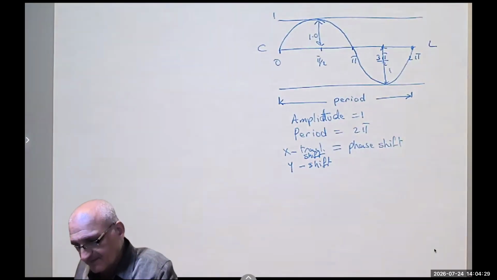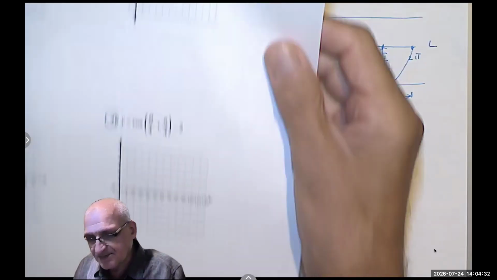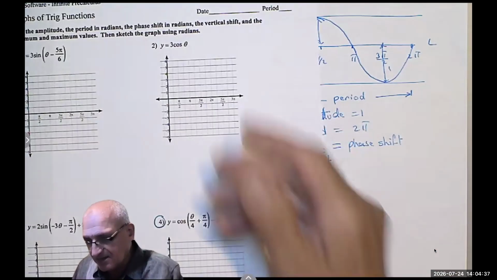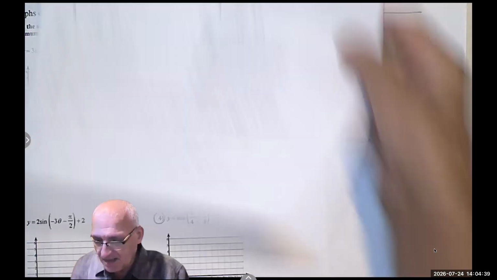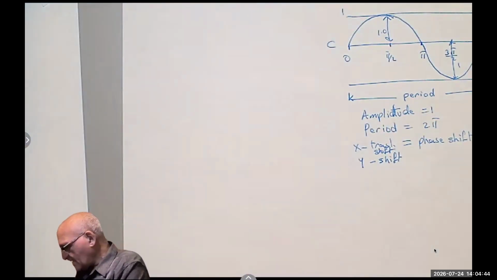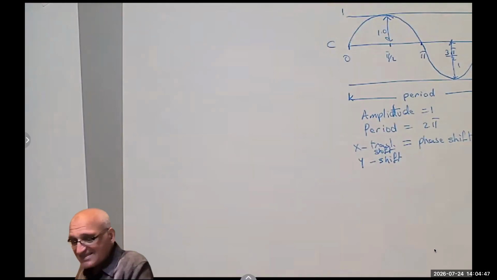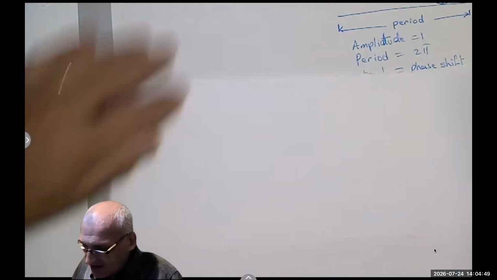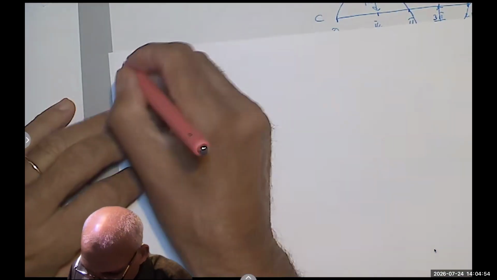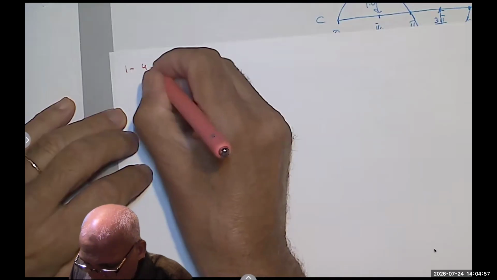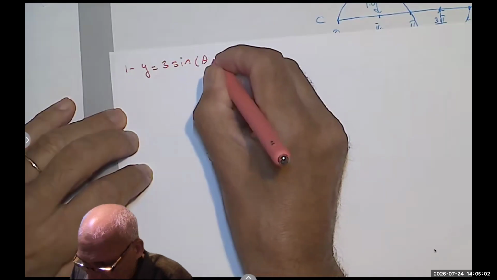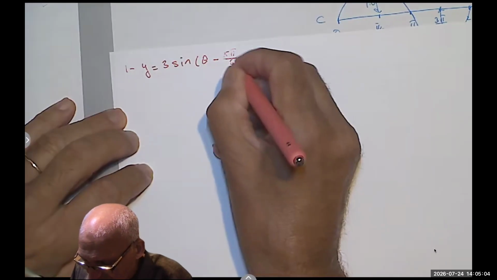In fact, I have a worksheet here that has 8 problems. I've picked one sine, one cosine, one tan, and one secant. Hopefully we'll have time to finish all of those. And I will show you how, by using the same exact method we had before, we can plot these. The first equation, number 1, says y equals 3 sine of theta minus 5 pi over 6.